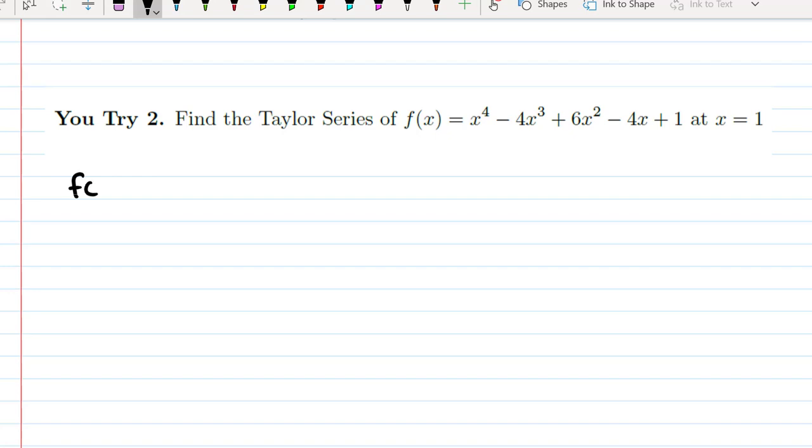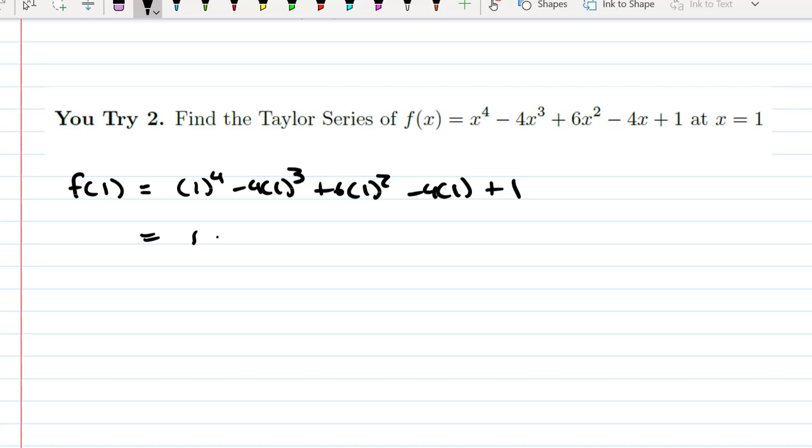So we would need to find f of 1, which would be 1 to the 4th minus 4 times 1 cubed plus 6 times 1 squared minus 4 times 1 plus 1. So that's 1 minus 4 plus 6 minus 4 plus 1, which is going to give us negative 8 plus 8, which gives us 0. So f of 1 gives us 0.